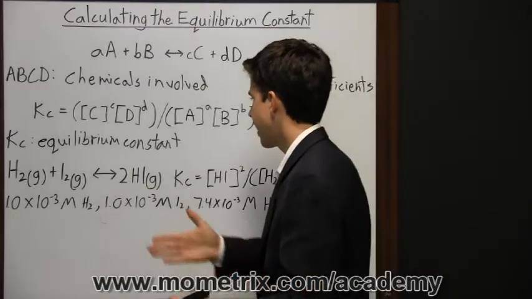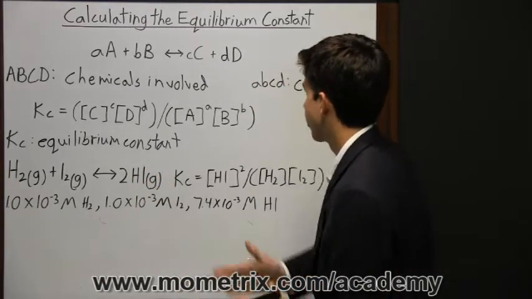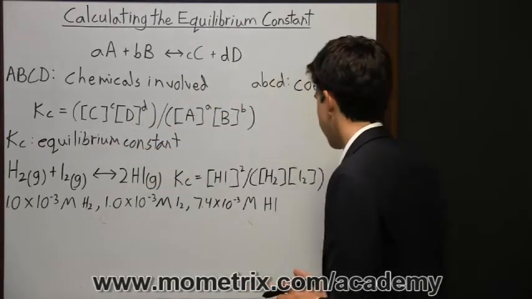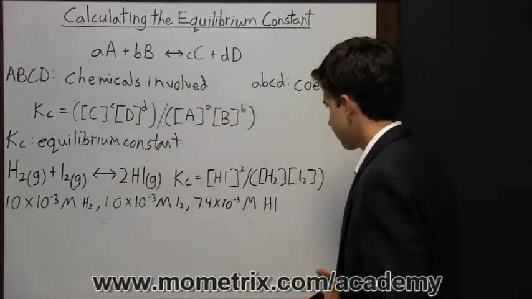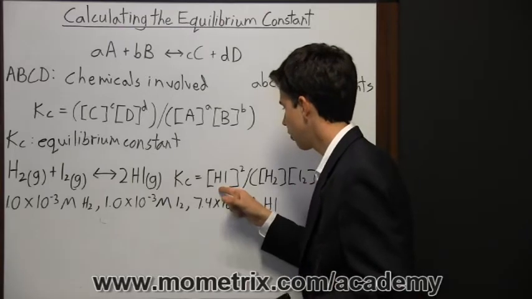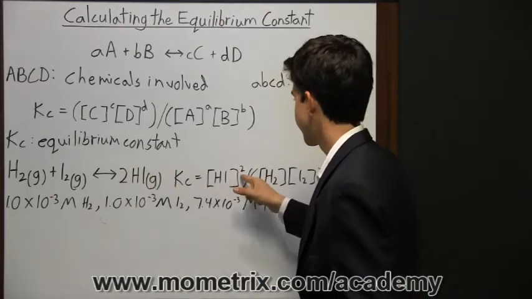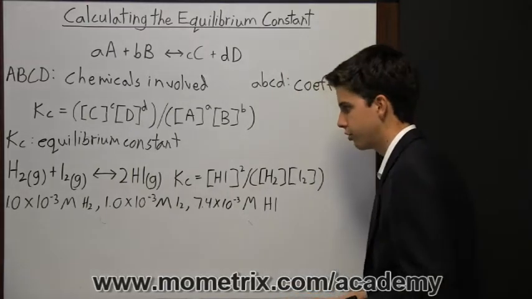Now with hydrogen iodide, it's on the right side of the equation. And notice up here, the chemicals on the right side went in the numerator of the fraction. So we have it over here in the numerator of the fraction, and since there's a coefficient of 2, it has an exponent of 2.